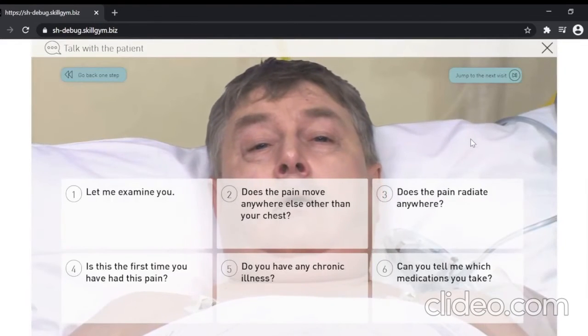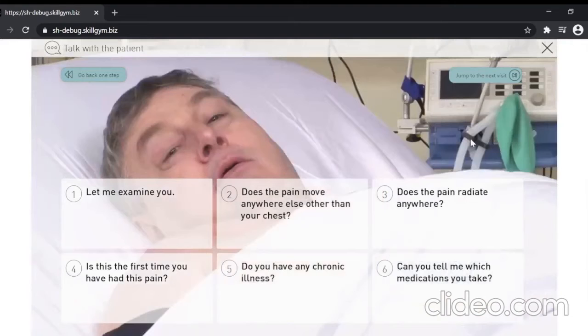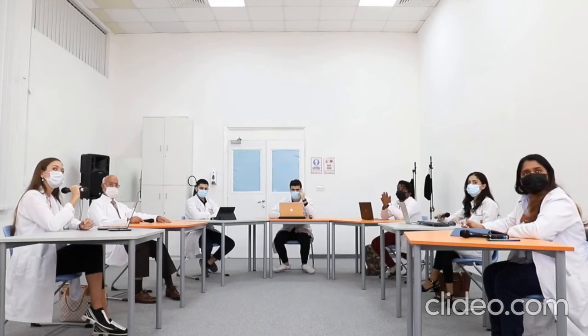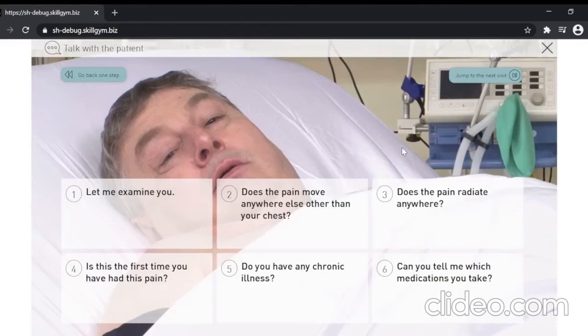So shall we ask about the radiation now? Yeah. So we should choose question number 2 because we assume that the patient doesn't know what radiate means. So we keep it in layman's terms so we understand. So question number 2.